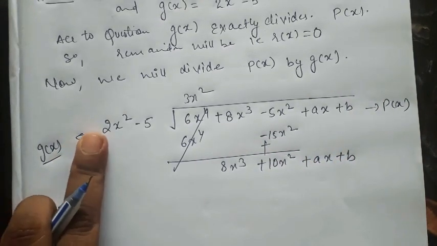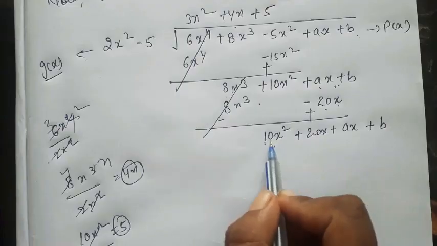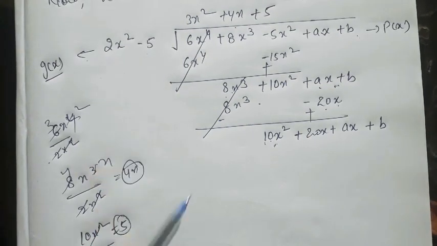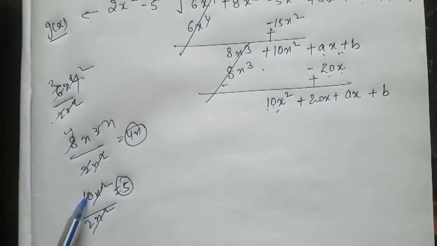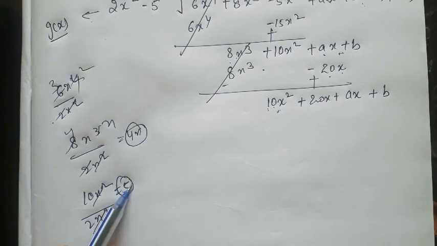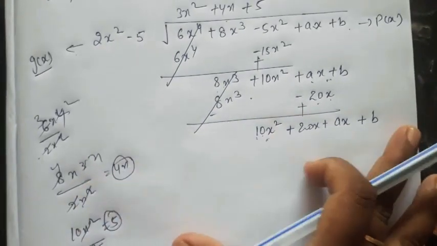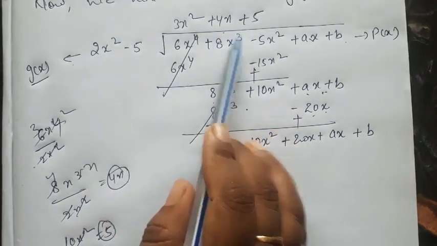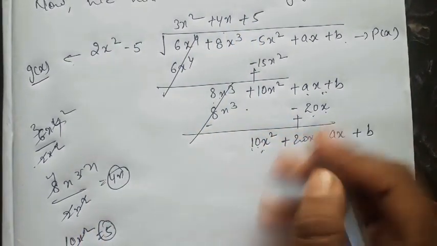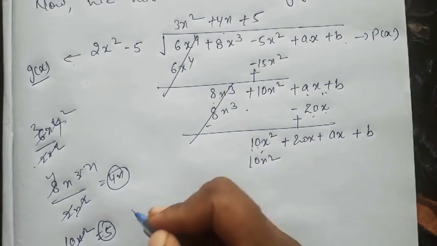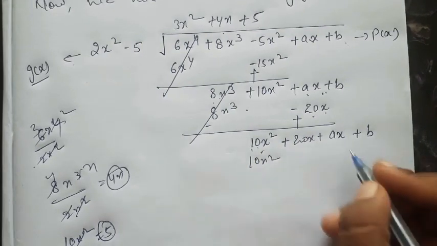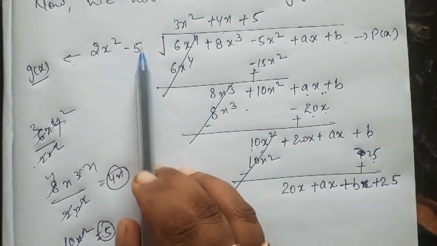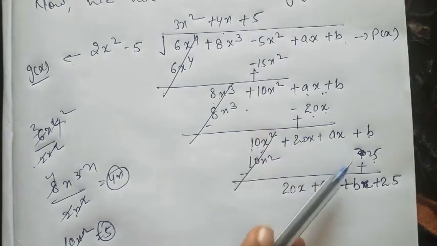Now afterwards we will again compare this first term with this first term, and we will divide it to get the number, that is 10x square divided by 2x square to get 5. Okay, so another number is added to the quotient, that is 5, and we'll multiply this with the whole divisor, that is 5 into 2x square is 10x square. Okay, minus 5 into 5 is minus 25. We'll write down the constant. So we can write minus 5 into 5 is minus 25 here.